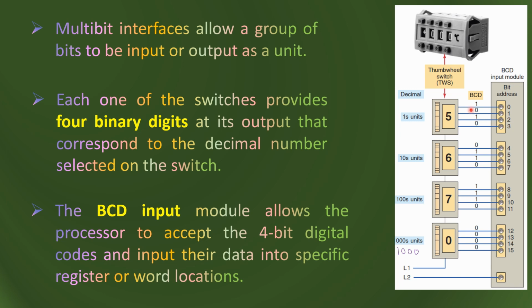Clear? So here it will maximum reach up to 9. The number will be from 0 to 9. This means that one BCD digit can represent only 10 integers, and those integers start from 0 to 9. So 0 to 9, 0 to 9, 0 to 9, 0 to 9.